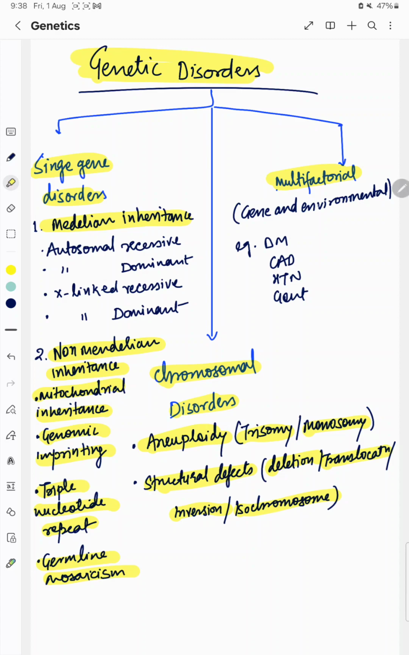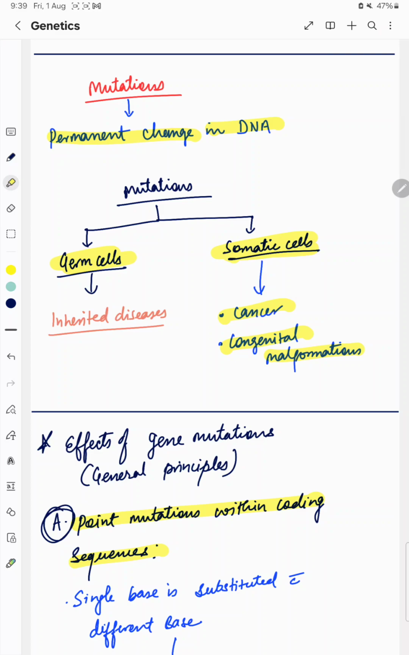Examples of these kinds of disorders are diabetes mellitus, coronary artery disease, hypertension, gout, cleft lip, cleft palate. So this is the basic classification of genetic disorders. Now we will see mutation and some basic principles involved in mutation.